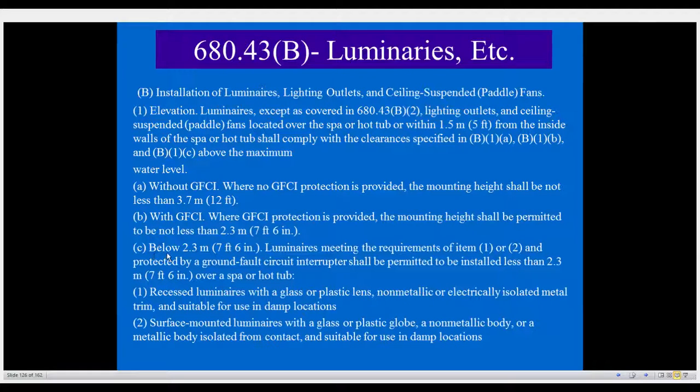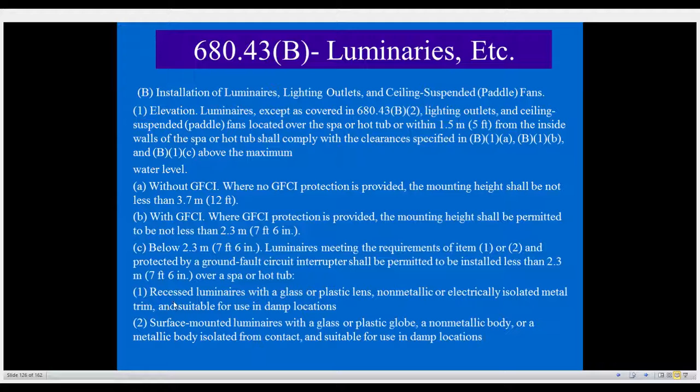Now, what if I want to install something below 7'6"? What do I have to do here? Well, it says luminaires meeting the requirements of items 1 or 2 and protected by ground fault circuit interrupters shall be permitted. It's not required. It shall be permitted to be installed less than 7'6" over the spa or hot tub or that 5 foot space around it. Okay, so it's kind of this all-encompassing space. You go out 5 feet, and then you're going to go up 12 feet, or you're going to go up 7'6", or now you're going to give some allowances to go below 7'6".